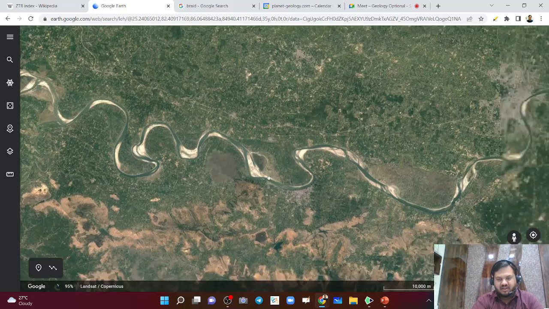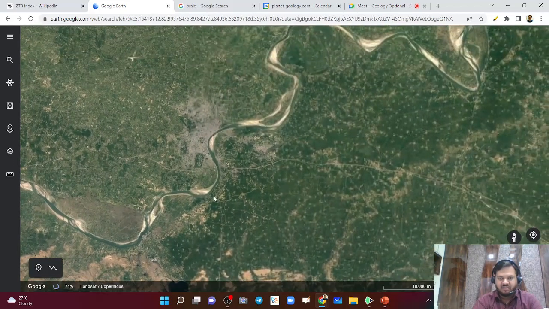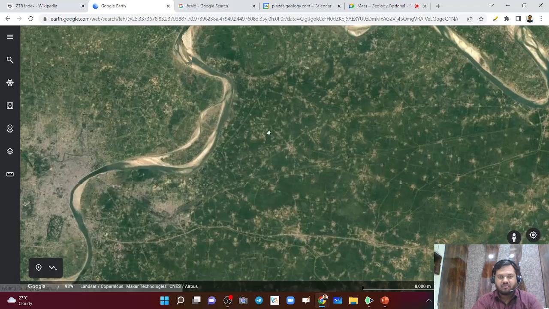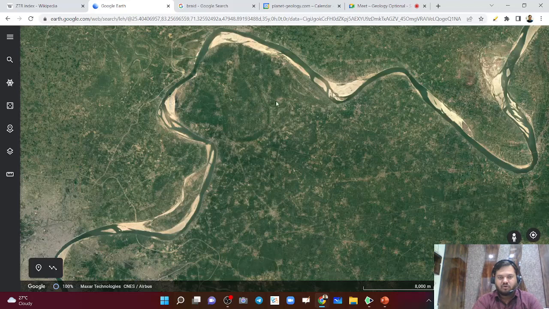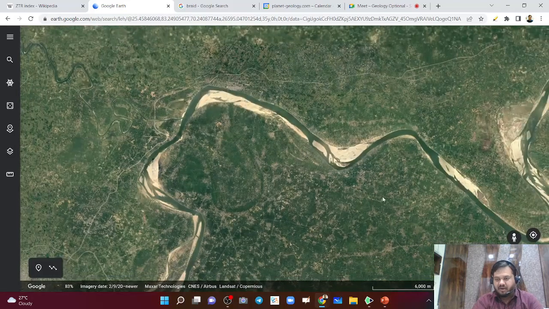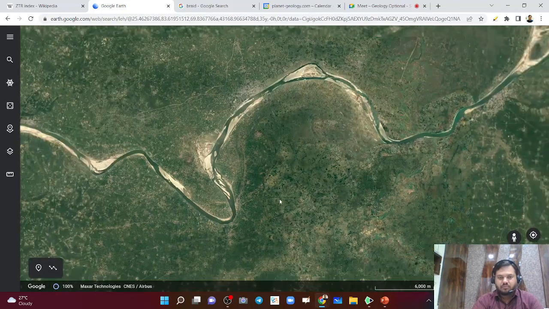If you observe this stream, you will see a lot of other features also, right? Can you see this scar? What do we call it? We call it a meander scar, because earlier the river was flowing in this channel, but now it is meandering, right? So this is a scar basically. There might be more such features.